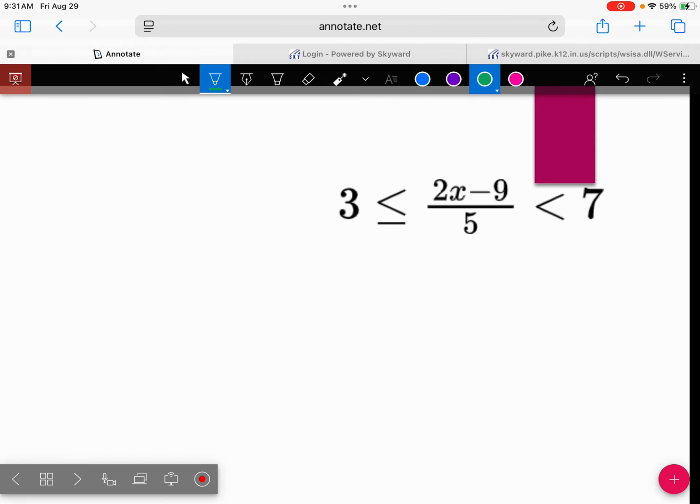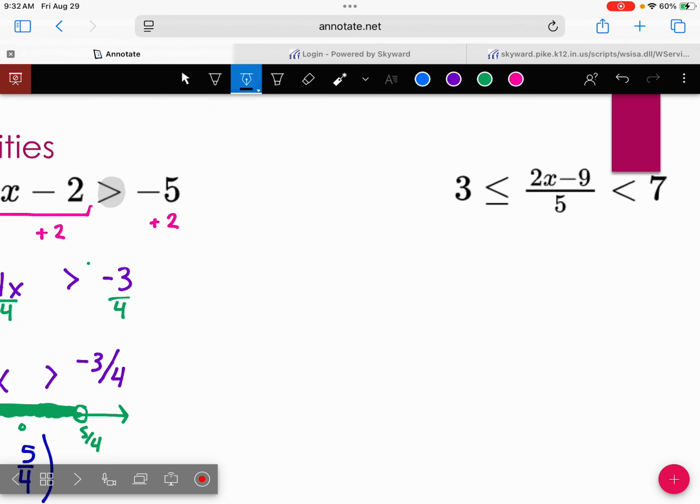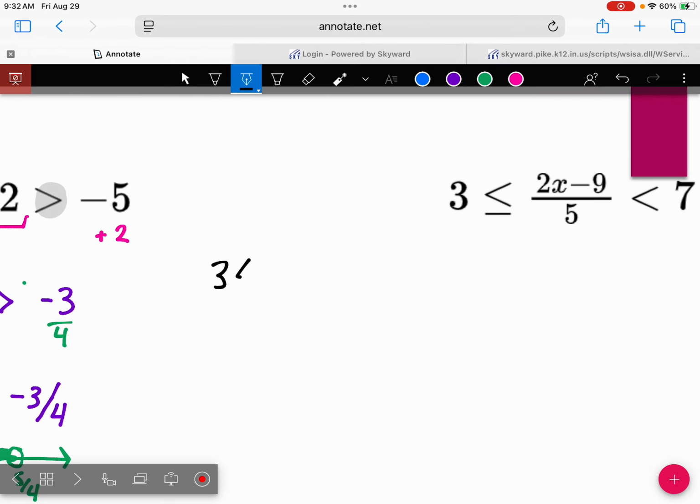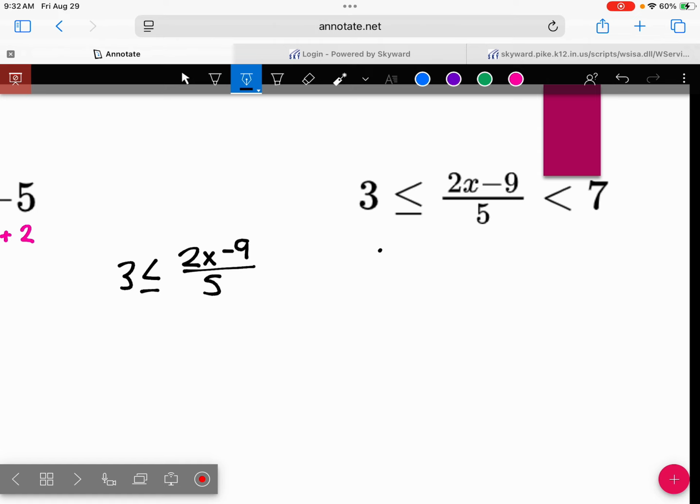So very similar vibe on our next one, where we have this fraction thing. We also have mixed inequality signs. We need to be careful of that. We've got 3 less than or equal to 2x minus 9 all over 5, which is less than 7. Again, if you don't like doing this as a trio, you can split it into 2 pieces. I'll write it out for you, but I'm going to solve it as a trio. You could solve 3 less than or equal to 2x minus 9 over 5 and 2x minus 9 over 5 is less than 7.